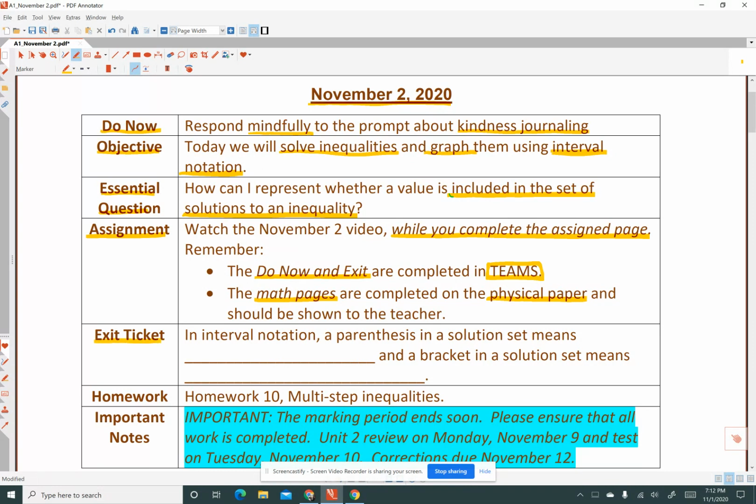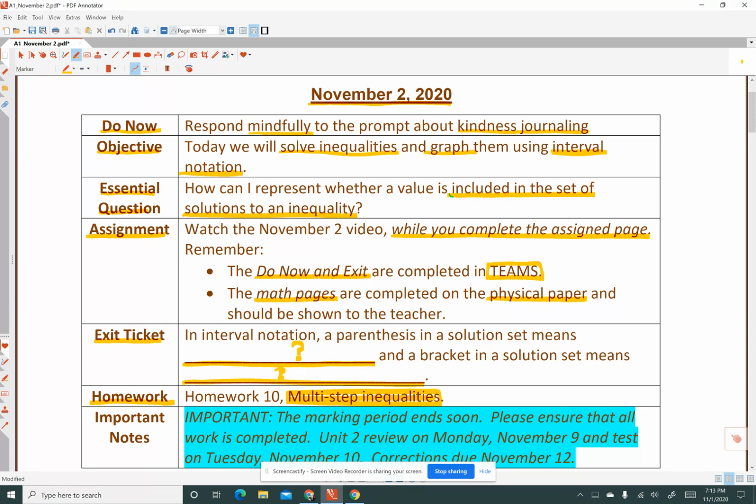Our exit ticket will ask us to fill in a blank today. In interval notation, a parentheses in a solution set means what? And a bracket in a solution set means what? So we'll look for those clues to those answers as we work today. Our homework will be homework 10, some problems on multi-step inequalities.